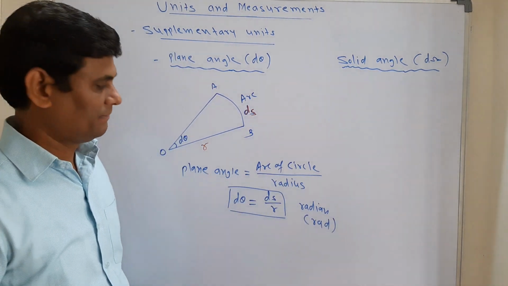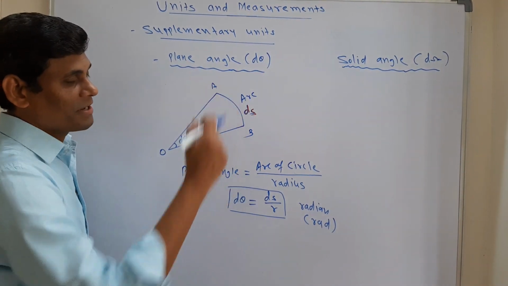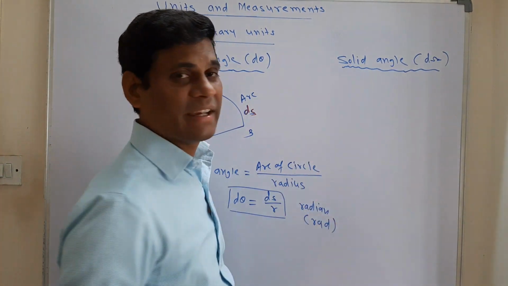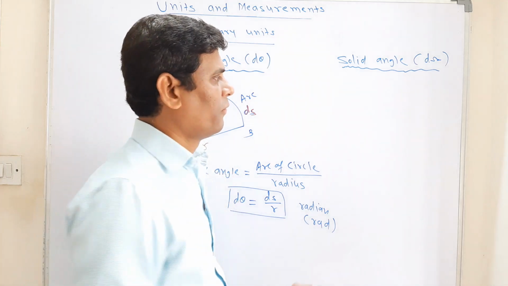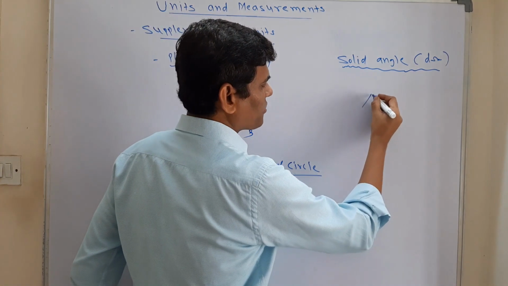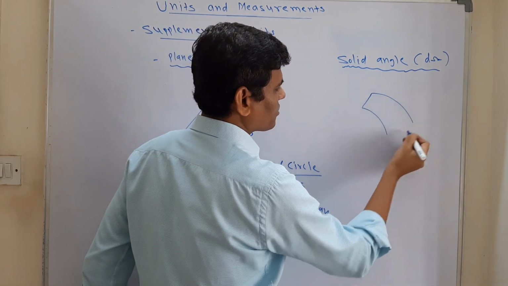Now solid angle. Okay. Now what is solid angle? This is how to think in 3 dimensions. Visualize 3 dimensions. We'll take a small portion of a sphere. This is a small portion of a sphere.